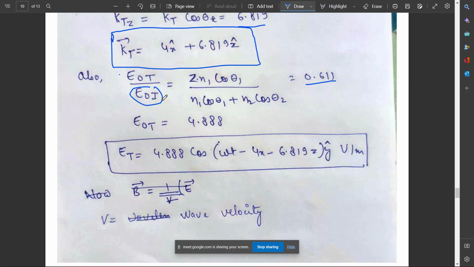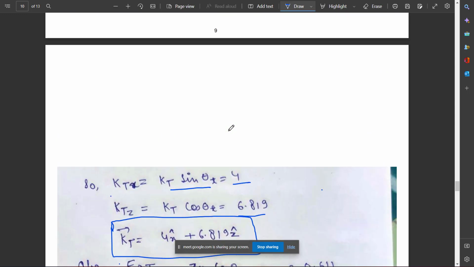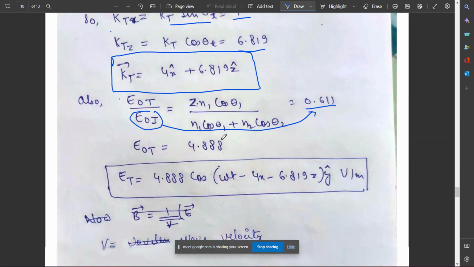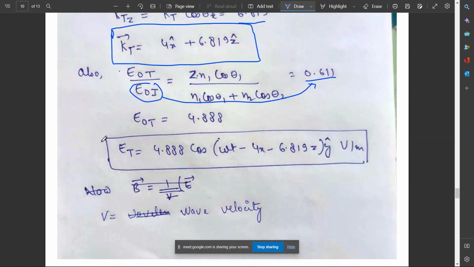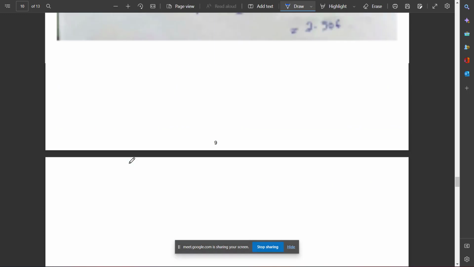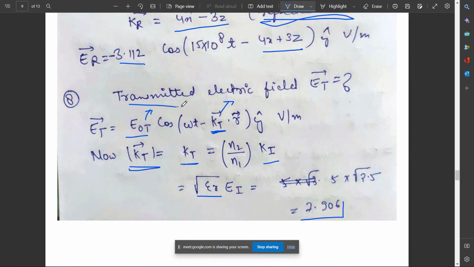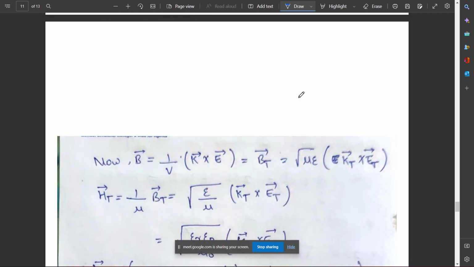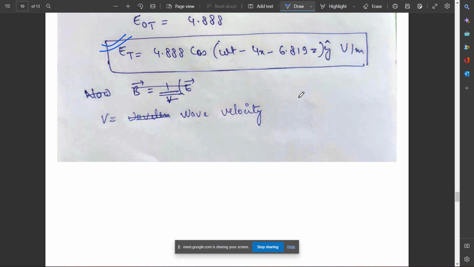Multiply it here, we'll send it here, and we will get E naught T. E naught T will be equal to 4.88. So we'll put it here, E naught T, KT, and we'll get this, right? So here we first found the transmitted electric field.